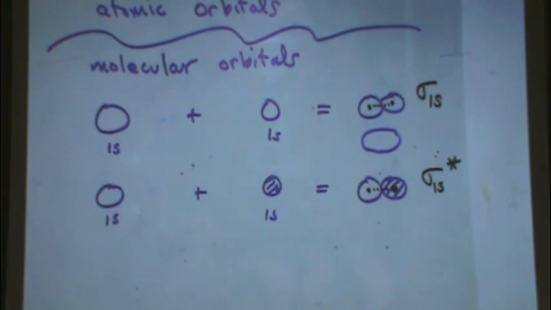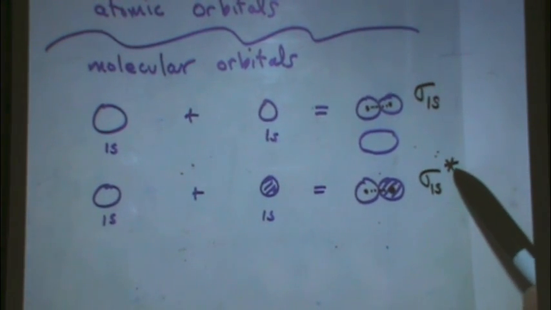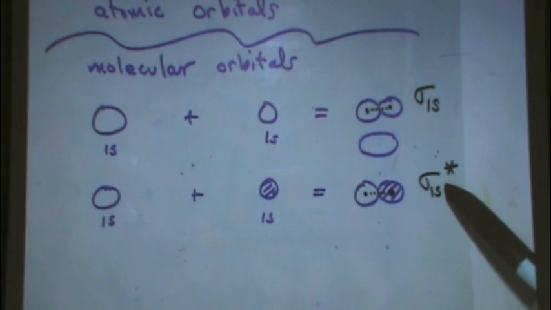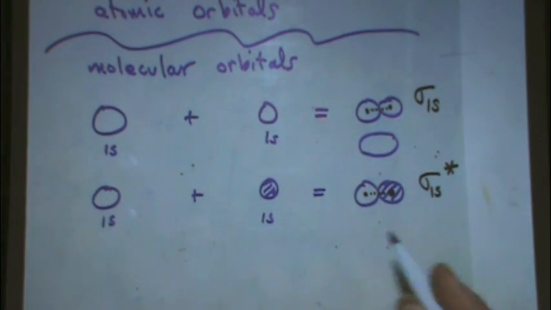Or the top one is bonding, the bottom one is anti-bonding. The top one is bonding because they're same phase, constructive interference. The bottom one is anti-bonding, meaning they're out of phase. A shade and an unshade are touching. Okay? So they're out of phase, and so we put this little star, and that means anti-bonding. Okay? These would subtract from each other.